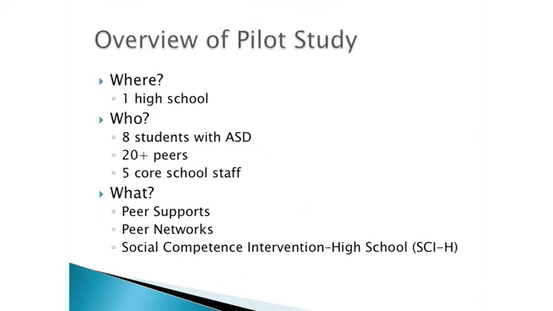So let's talk about the social interventions that we did this last year. We have peer supports, peer networks, and an intervention called Social Communication Intervention for High Schoolers. We completed these interventions in one high school. We had 8 students who participated in the program with autism, and then we had over 20 peers that participated in the program.